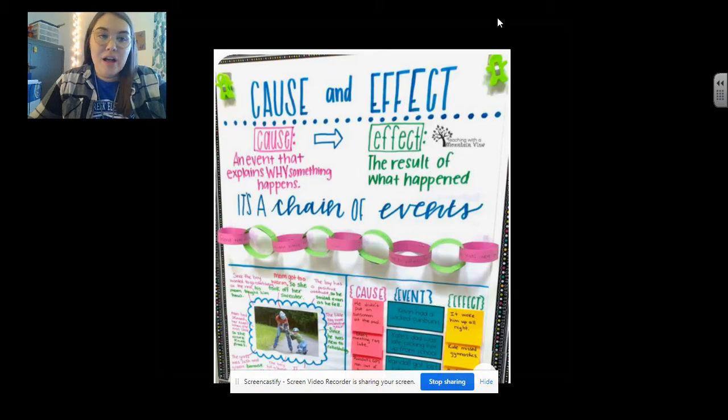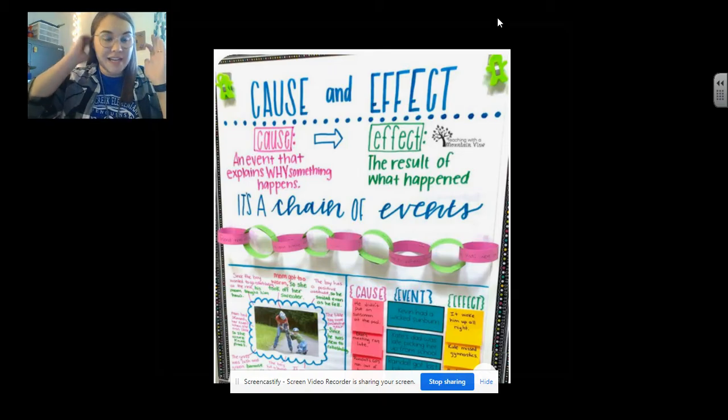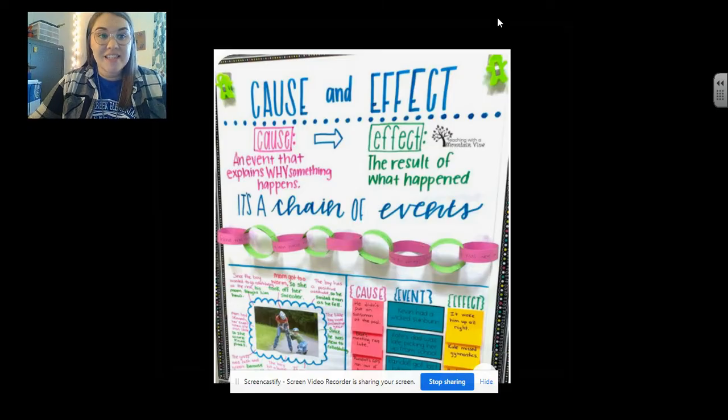When we have cause and effect relationships, they're in almost every fiction book that you see. It's like a chain of events that happen. We've got causes, we've got effects throughout the whole entire book. We have seen so many cause and effect relationships in Gregor the Overlander. Remember, a cause is the why, and the effect is the result of what happened.